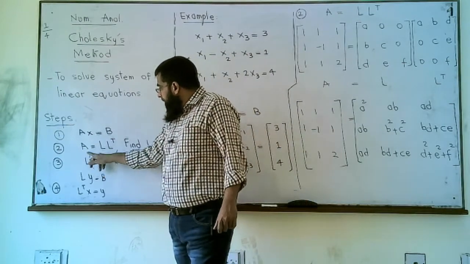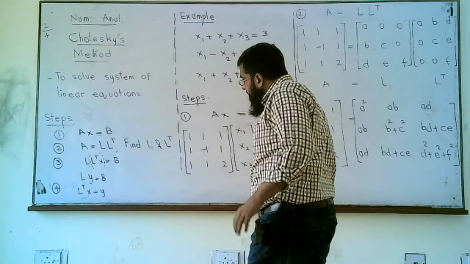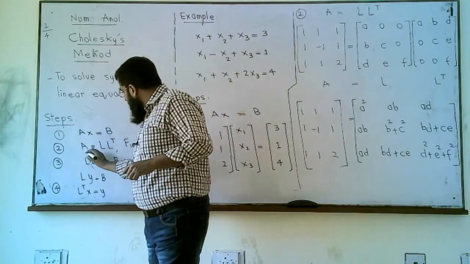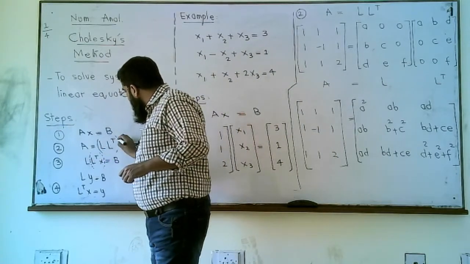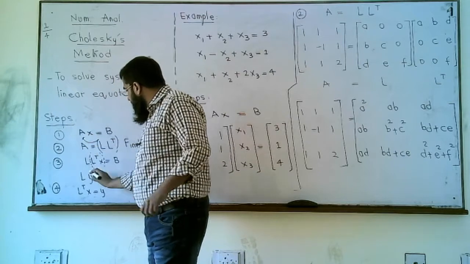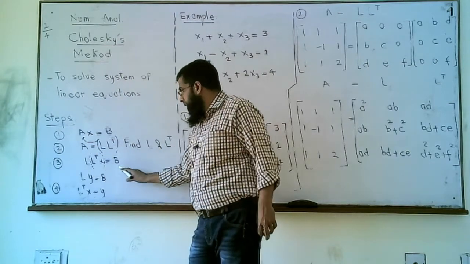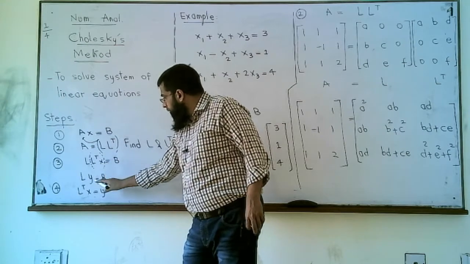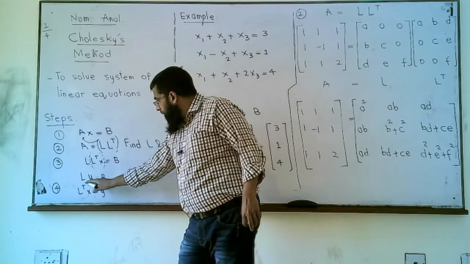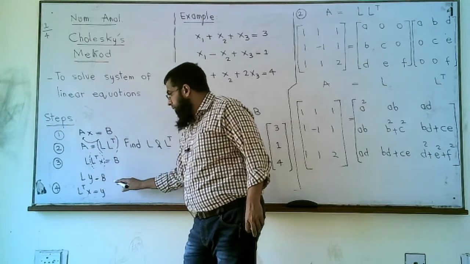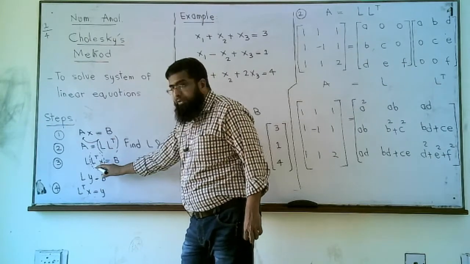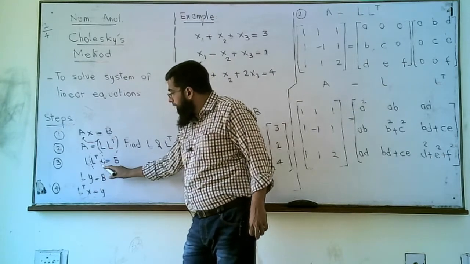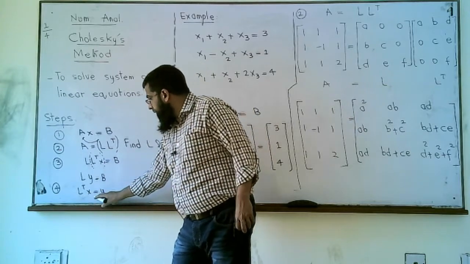If we plug this L times L transpose in this equation, it becomes L times L transpose times x is equal to b. And if we suppose L transpose x to be equal to y, this equation becomes L times y is equal to b. And since we have supposed L transpose times x to be equal to another variable y, we can write it like this.